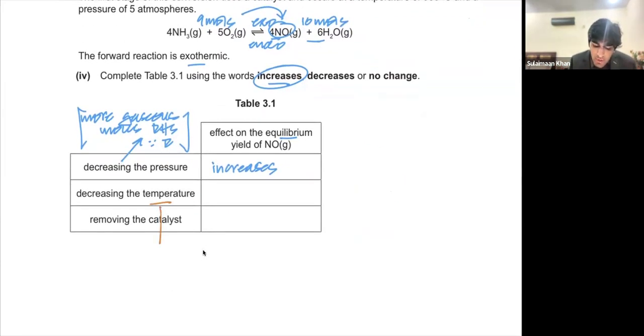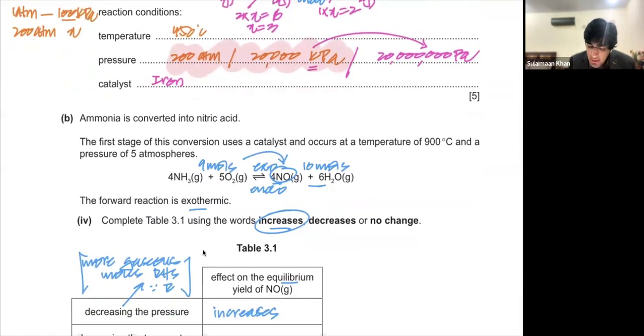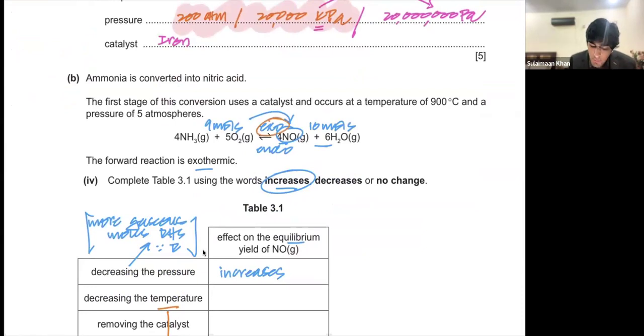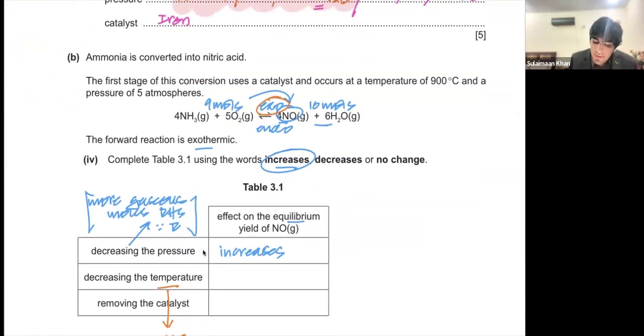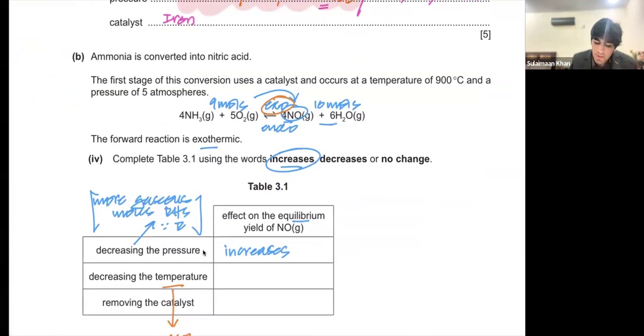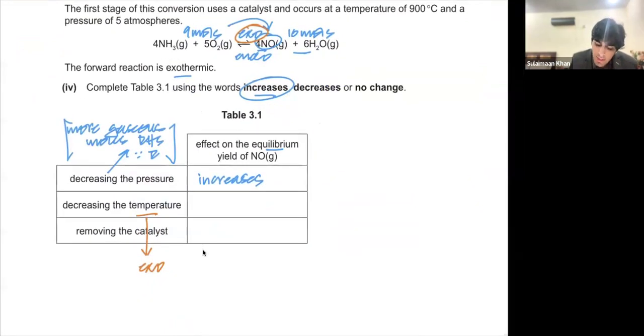Decrease in temperature favors exo, which is the forward reaction. Exo is the forward reaction, so it favors the forward reaction. So NO, the position of the equilibrium should shift to the right hand side, and NO would increase again, so increases.